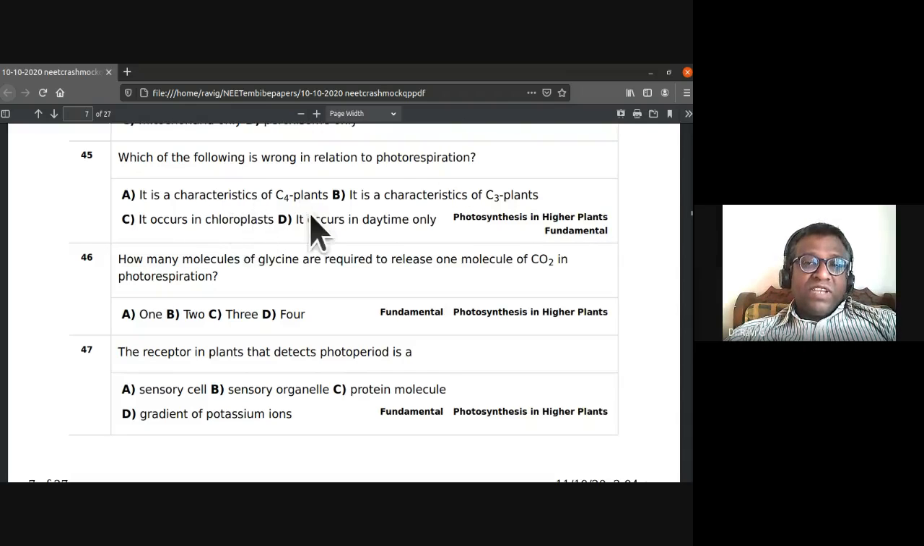It is characteristic of C4 plants. Photorespiration is characteristic of C3 plants, not C4 plants. First statement is wrong. So 45th, A is the wrong statement, and that is the answer.